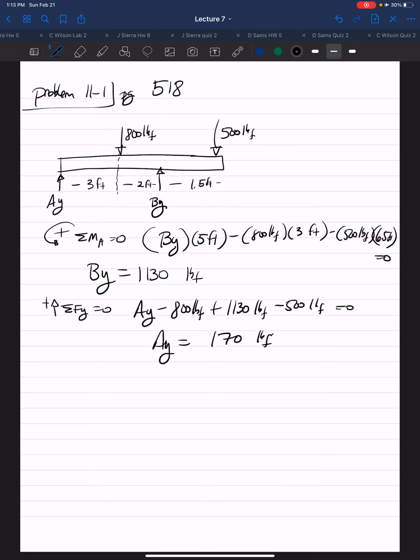AY is 170-pound force. All right, so then for the range of X from 0 to 3 feet, the left segment looks like such. We have to take into account our support reaction of 170-pound force. This distance would be X.